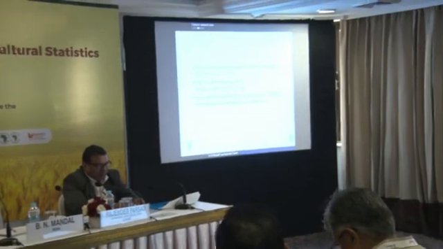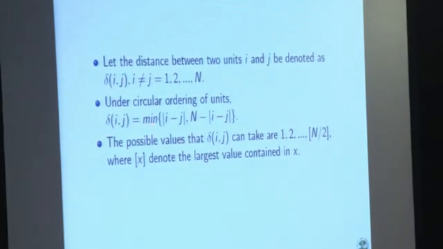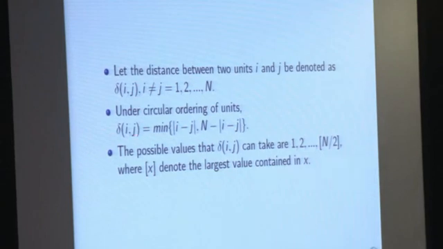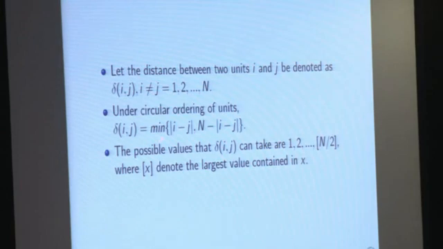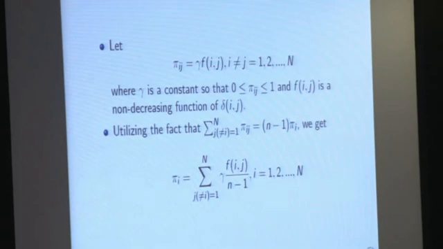In theory, the distance between two units i and j can be measured by this quantity delta ij, given by this formula: the minimum value of the absolute value of i minus j and N minus the absolute value of i minus j. Whichever is the minimum will be the distance between units i and j. And the possible values that delta ij can take for a circular ordering of a population of capital N are 1, 2, up to the integer part of N by 2. So these are the possible values that delta ij can take.